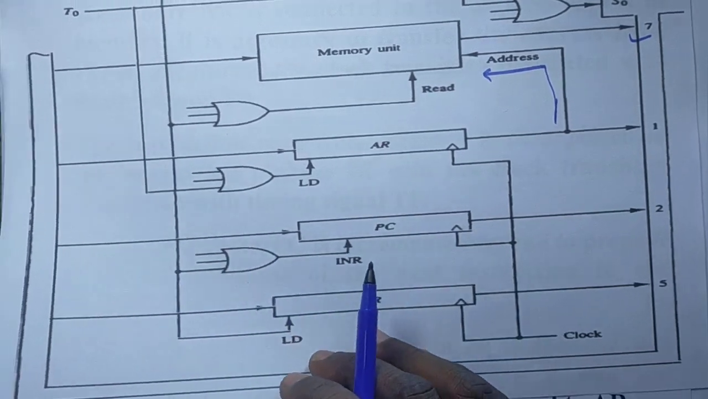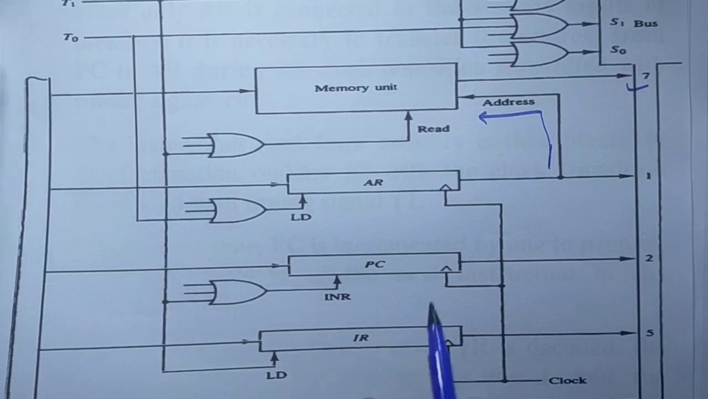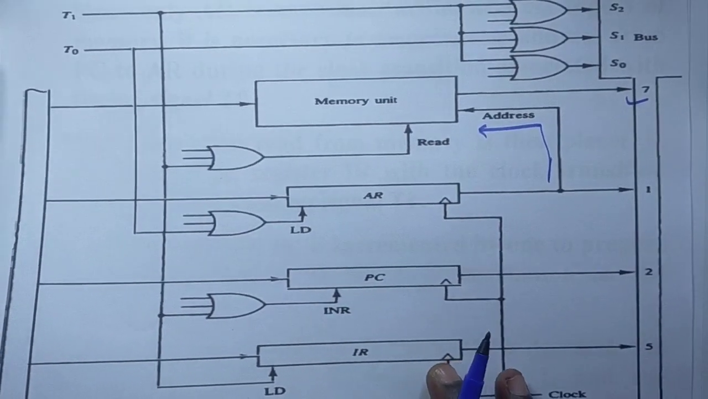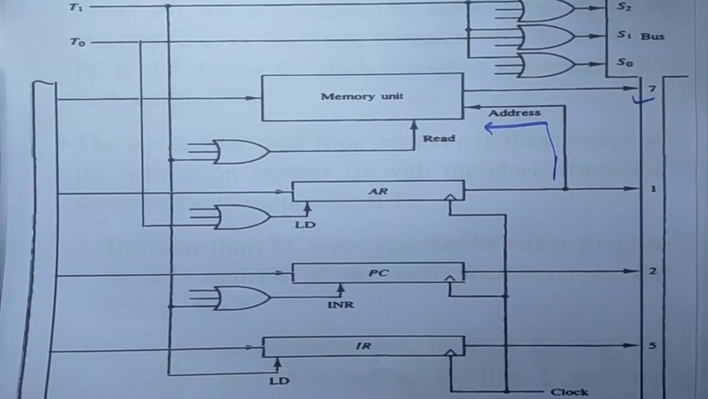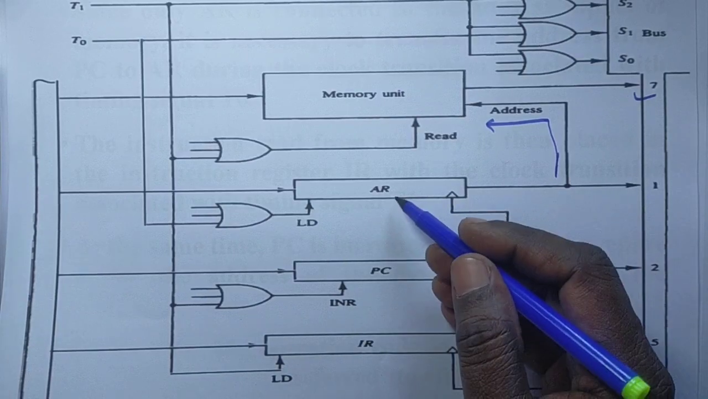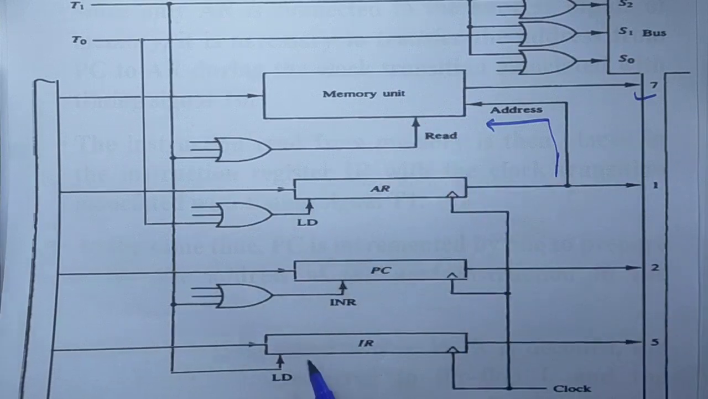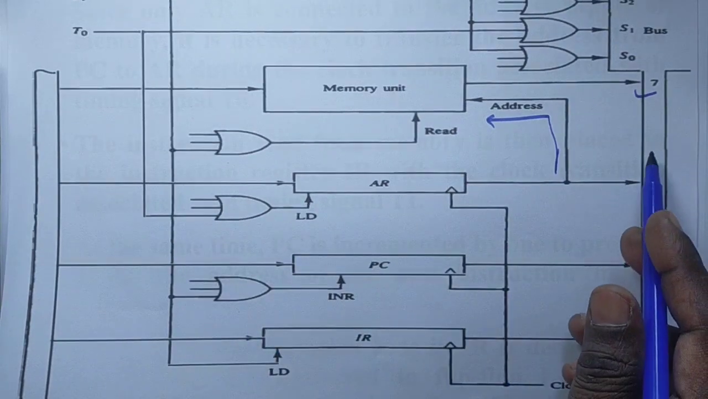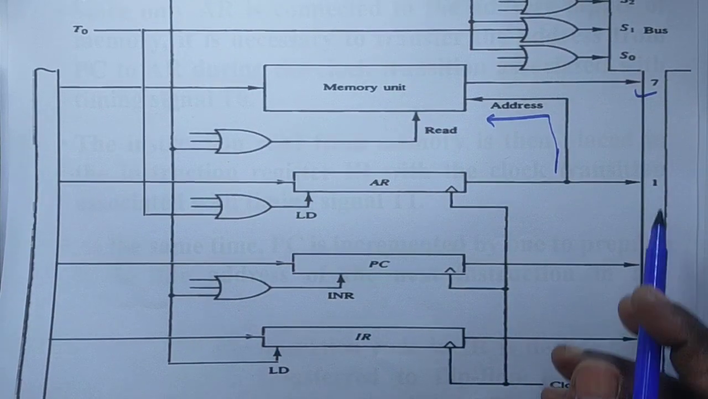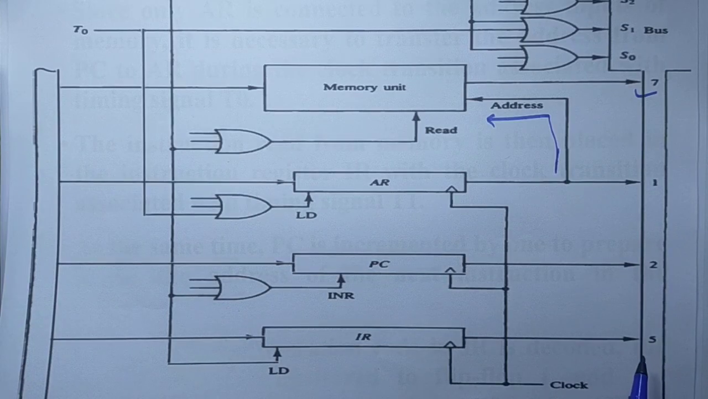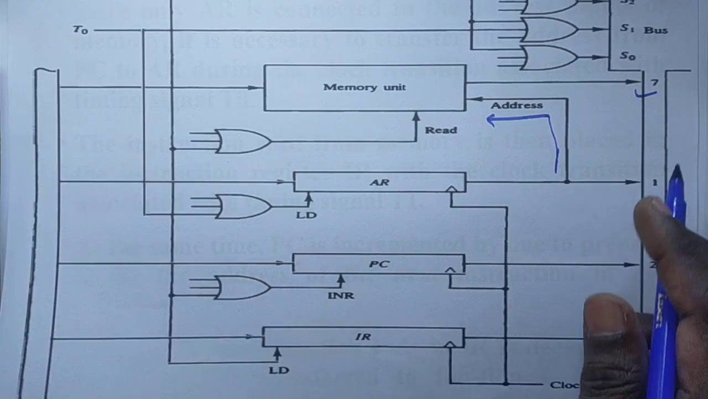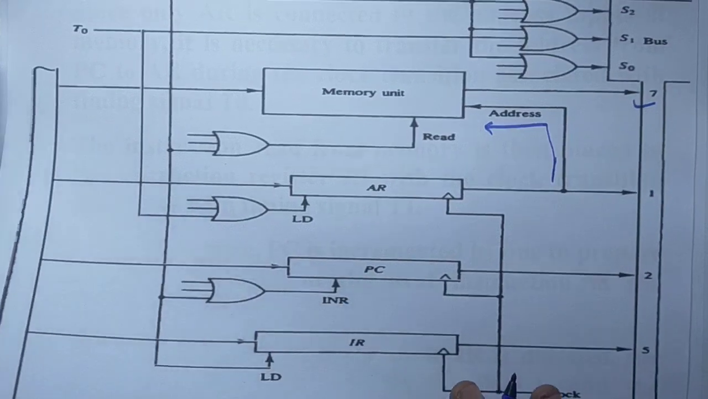For the instruction cycle we will consider only three registers, AR, PC, IR, and memory. The different registers provide data to the common bus, from positions 7, 1, 2, 5 like this, and they receive data from the common bus. Okay, this is the basic concept.